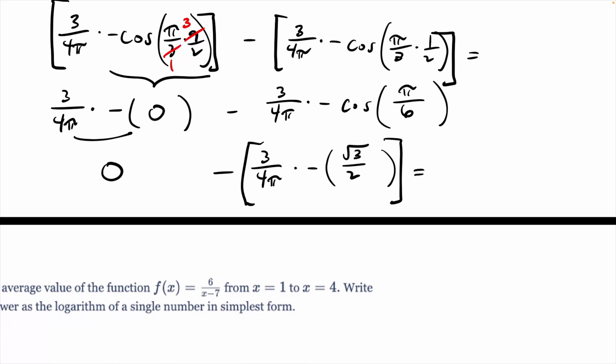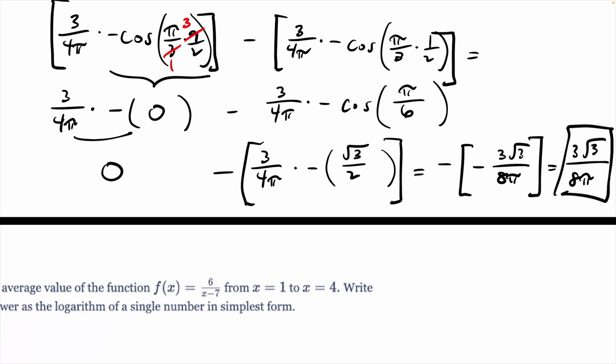So multiply, I'm going to get negative in front, and I'm going to get negative 3 square root of 3 over 8 pi. And that just be positive then? And then that would just be positive. 3, 8 pi.